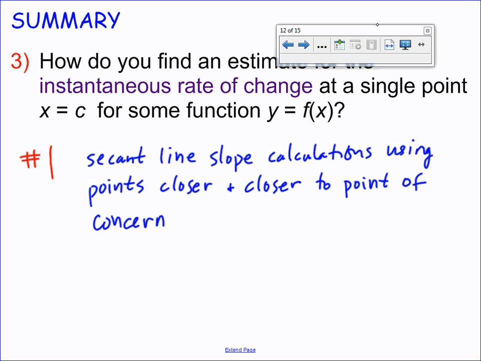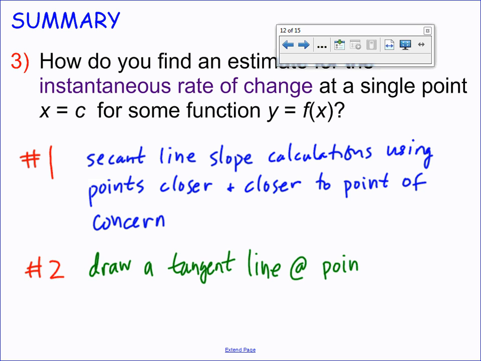The other way was our next stamp, method 2. What did you guys actually draw then for method 2? Katie? Tangent line on the graph. Absolutely, we could draw a tangent line and then calculate what about that. Good, and so the second method would be to draw a tangent to the curve at that point of concern, and then calculate its slope.